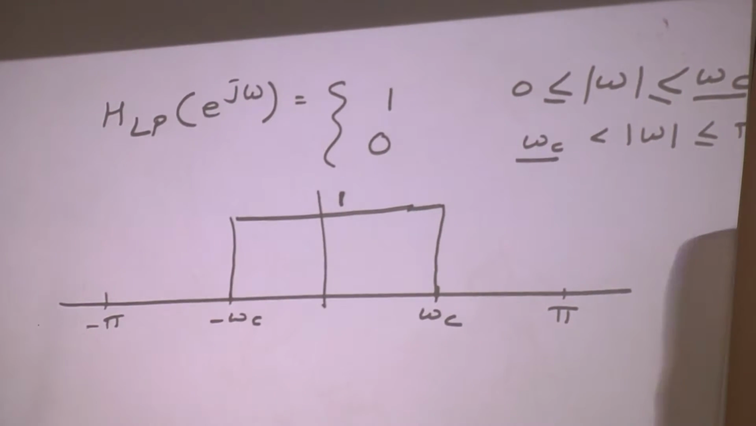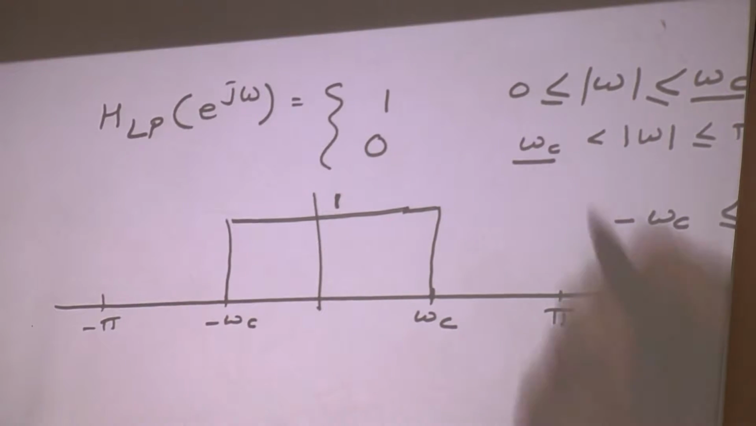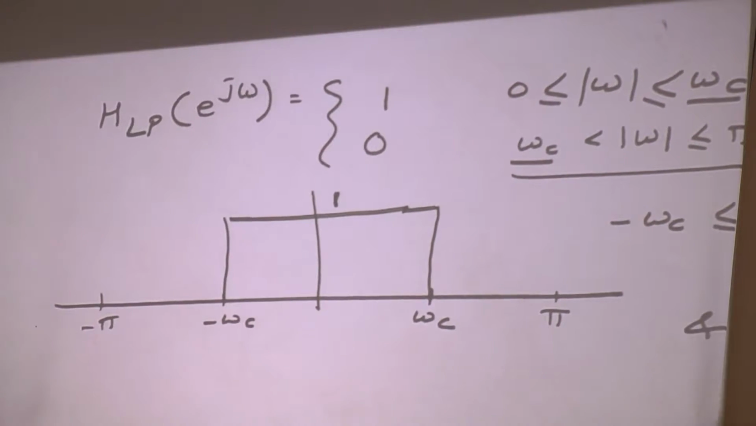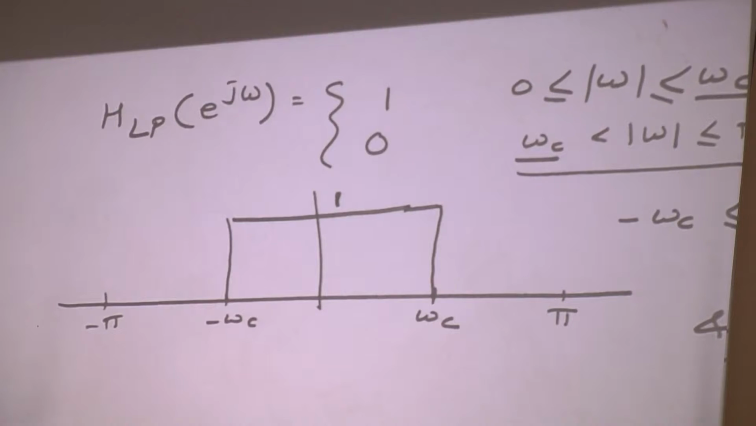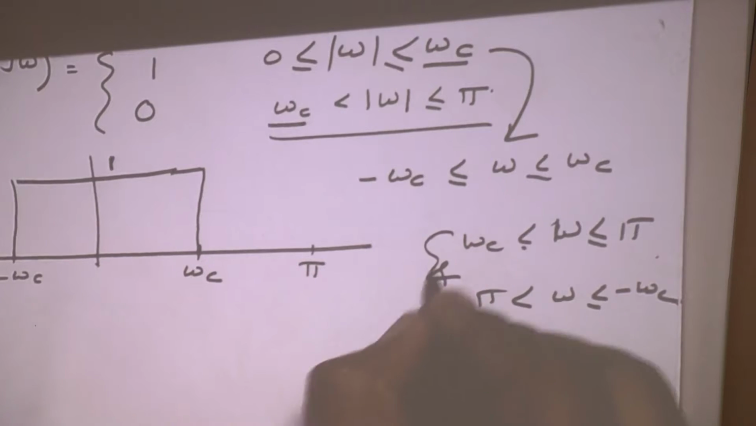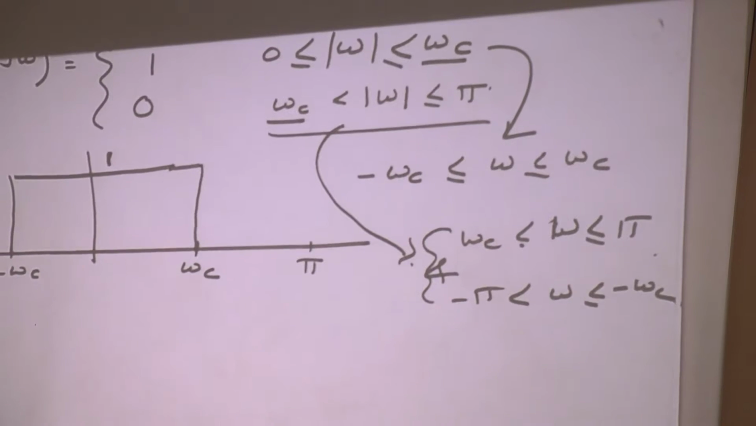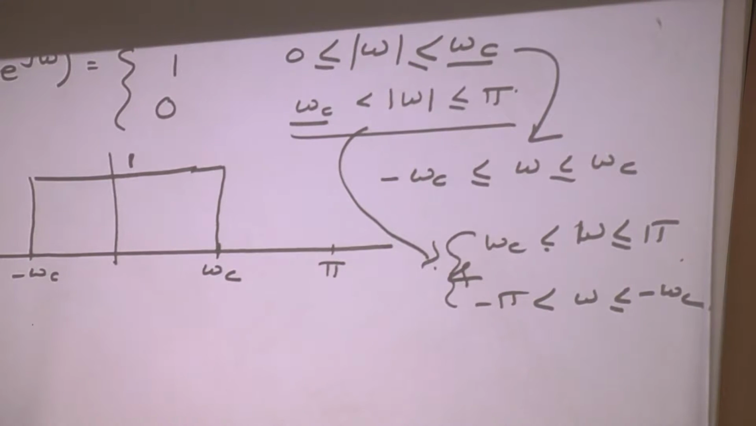Between minus omega c and plus omega c, this mod omega makes it minus and plus. How is this converted? This is converted to minus omega c less than or equal to omega less than or equal to plus omega c. And the other one will be converted to omega c less than omega less than or equal to pi, and minus pi less than omega less than or equal to minus omega c. This is the second condition. This is the first condition. When I said plot this, I wanted you to understand these two concepts.